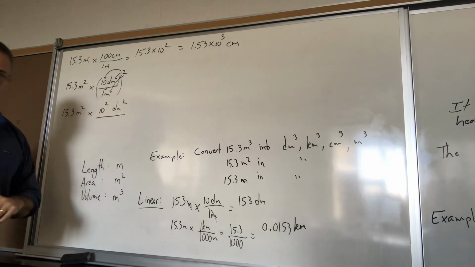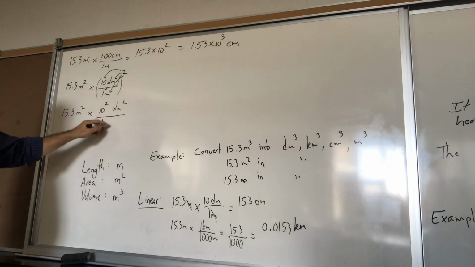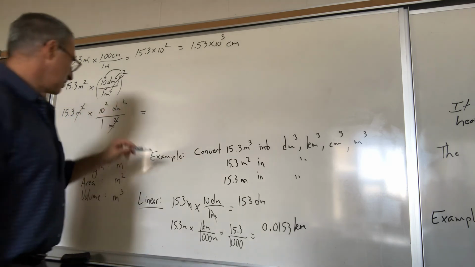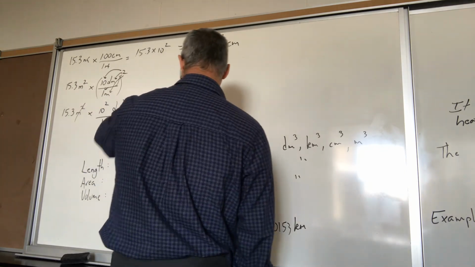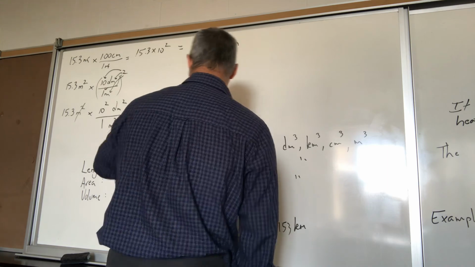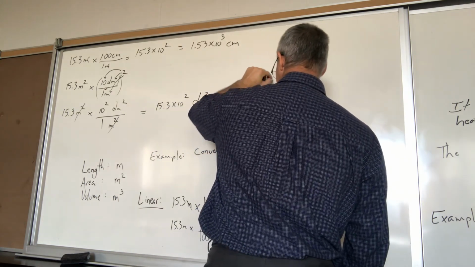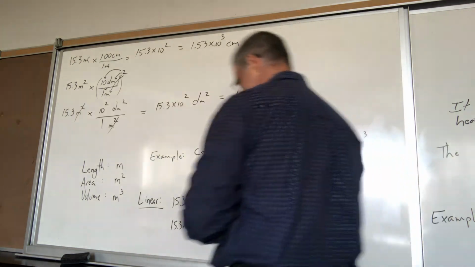What's 1 to the power of 2? What's 1 times 1? 1. Still 1. And finally, meters become squared as well. Now look at this. You can cancel the meters squared. And 15.3 times 10 squared, you could just write 15.3 times 10 to the power of 2 decimeters squared, but then you can simplify it to scientific notation by moving the decimal over by 1. 1.53 times 10 to the power of 3 is your answer, decimeters squared.